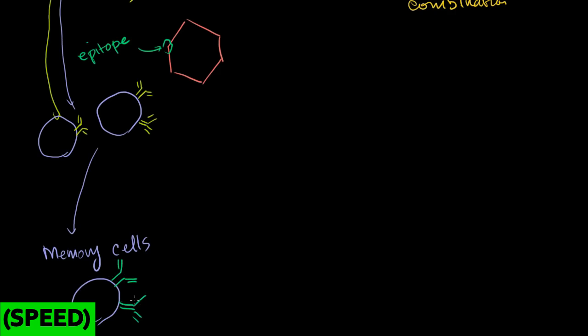Let me draw a couple of them right there. So that right there is a memory cell. So some will be memory cells, and they're going to be in higher quantities than they were originally. So if this guy invades our bodies 10 years in the future, they're going to have more of these guys around that are more likely to bump into them and get activated.